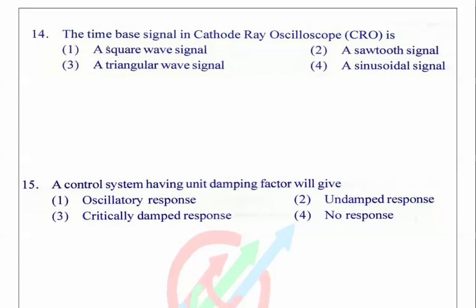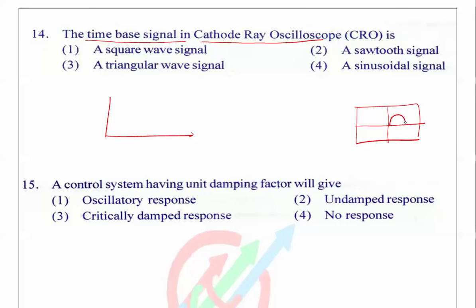Next question on the screen: the time-based signal in a cathode ray oscilloscope. In CROs we use a sawtooth signal as the time-based signal. Why? In order to reproduce a waveform on the screen of the CRO horizontally, we have to change the cycle of the time-based signal. That means it has to increase linearly like this, and suddenly drop down like this. Again it has to increase linearly. So this type of signal is required, and this is nothing but a sawtooth signal. You can say V and time period here.